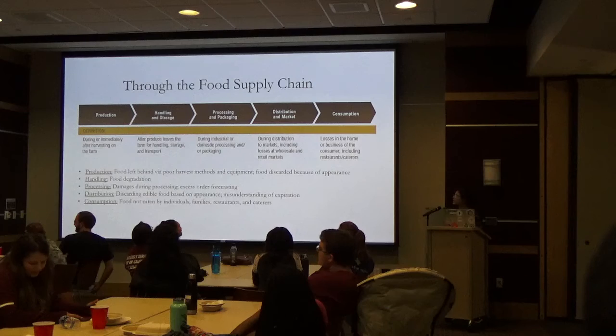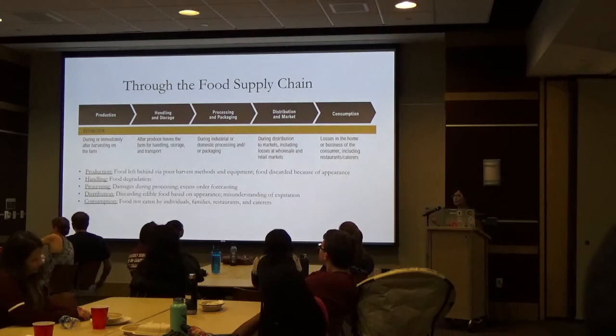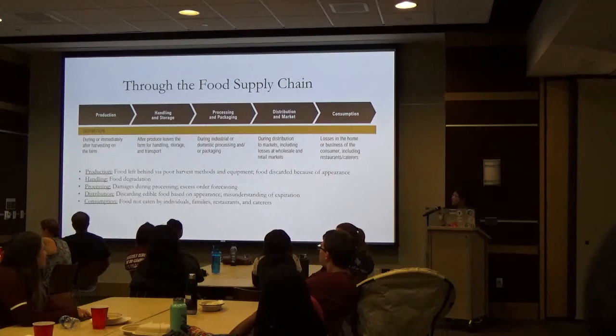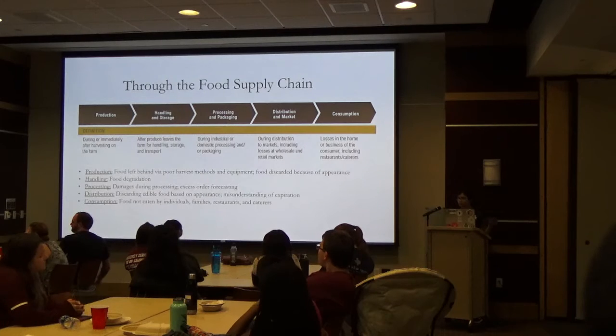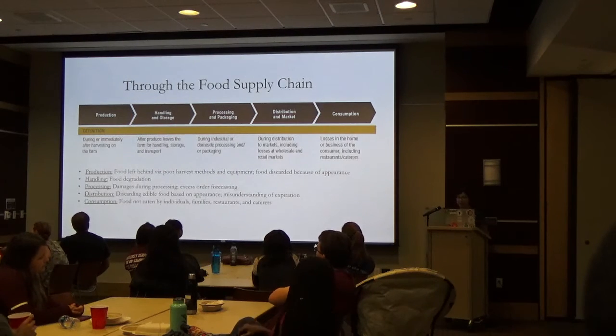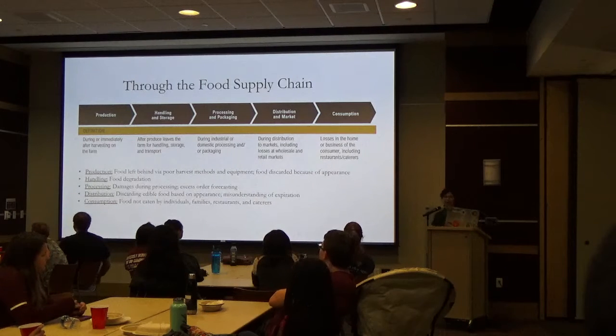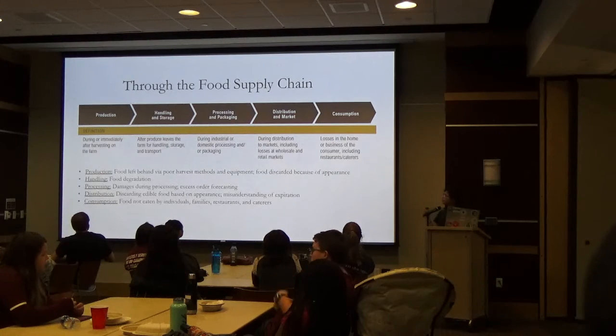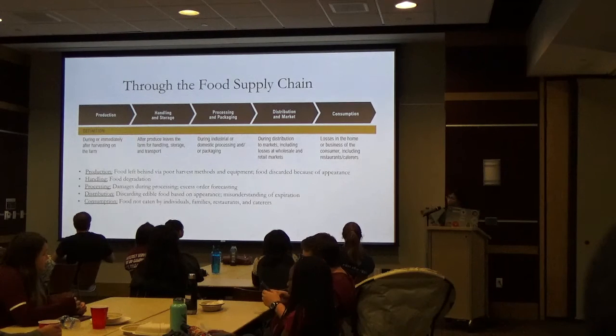So we're going to go into exactly what the food supply chain is and what we can do to reduce the amount of waste in that process. So we have 5 main components of the food supply chain, defined as production, handling and storage, processing and packaging, distribution and market, and consumption.